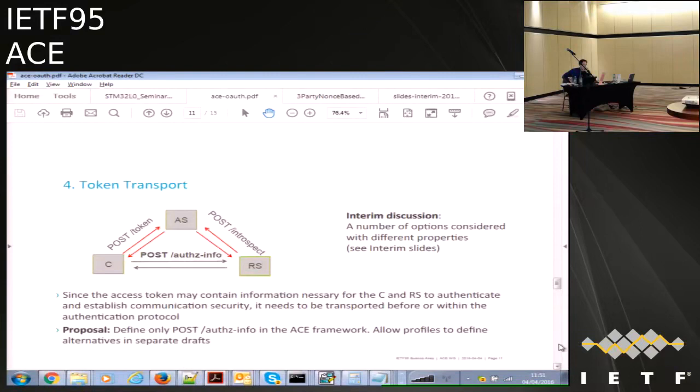Jabber question from Ludwig Seitz: should post to auth the info actually be part of the framework? Yeah, and I think the response that I just got was that maybe people are confused by all the different options. Maybe it's too premature. I would like to table that decision for later. I think it makes no sense to ask people. It would be no meaningful discussion.